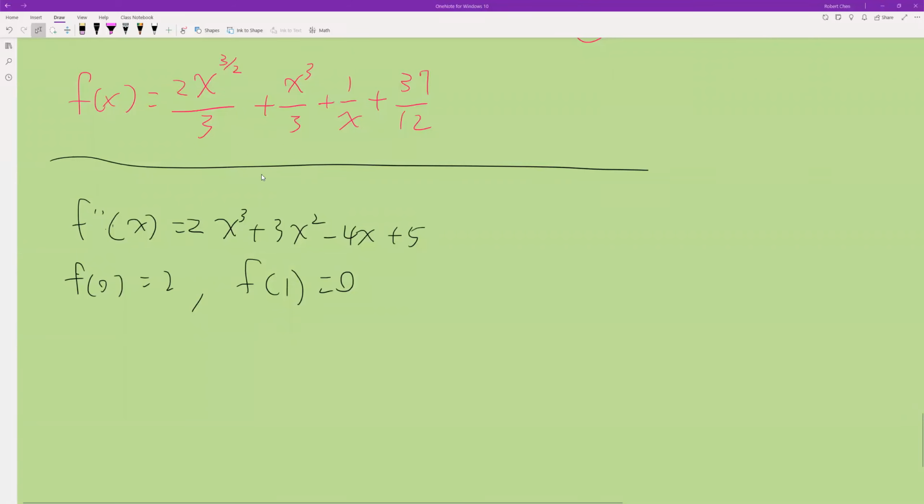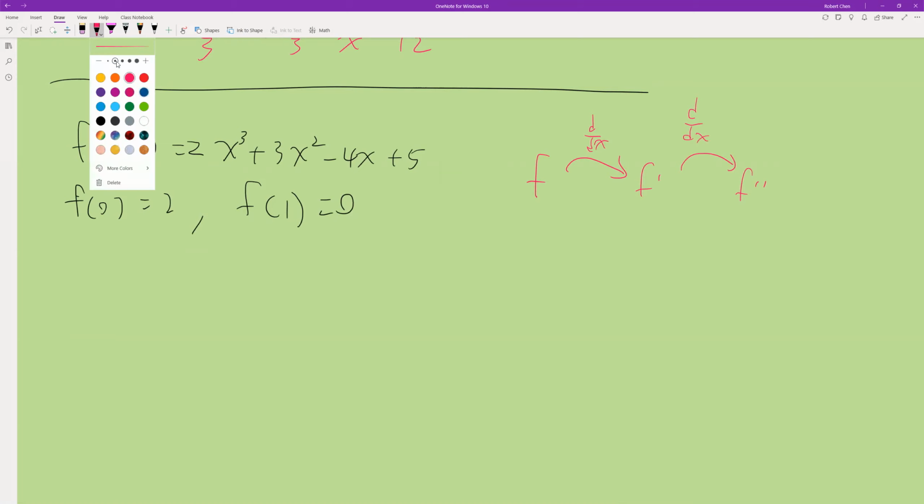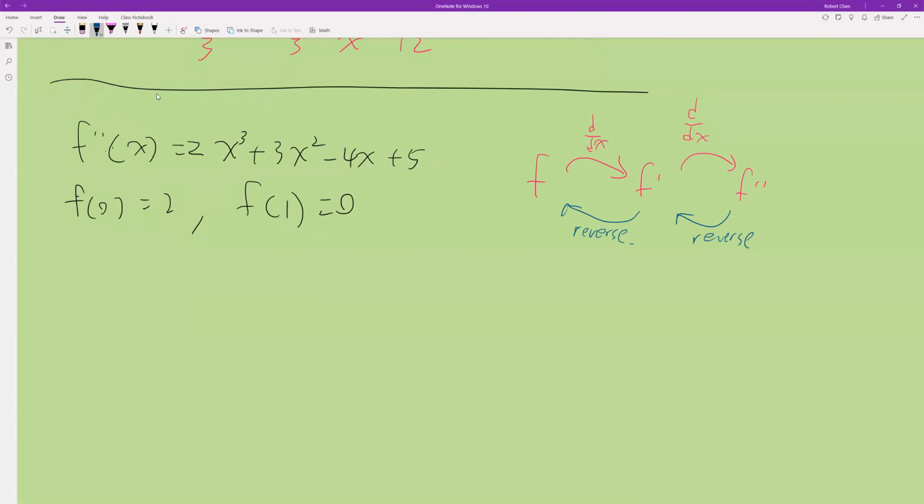All right, what if we have a second derivative and we want to get to the original function? To get to the second derivative, you first start with f, you differentiate it to get f prime, and then you differentiate it to get f double prime, right? So what we want to do now is apply the reverse power rule twice, reverse once and then reverse twice, to get to the original function f, because we are given the second derivative, so we have to go back twice.